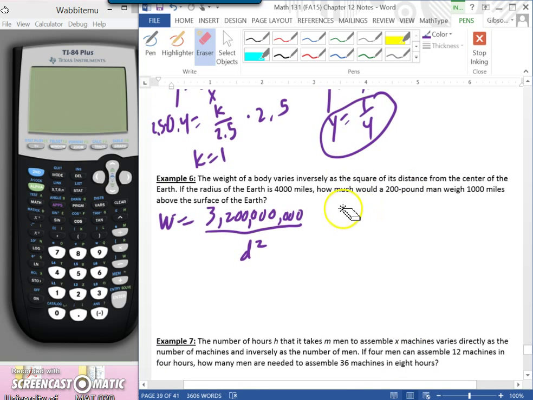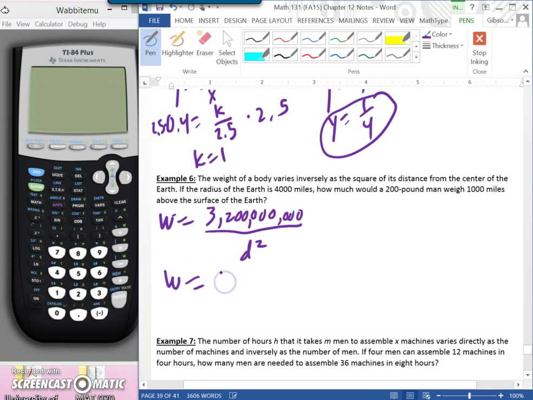it says, how much would a 200-pound man weigh 1,000 miles above the surface of the earth? So now we have to substitute. So now we would have W, what we want to find, a 200-pound man weigh 1,000 miles. Okay, so we're going to end up solving for W.